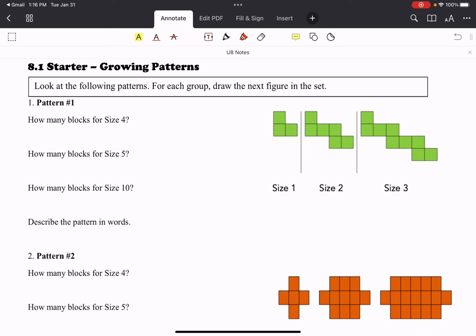Let's see. How many blocks for size 4 on this first one? 12? 15. Okay, describe the pattern. Add a stair. How many blocks are in the stair that you're adding? Adding 3 each time? Okay, so we're going to talk some notation.